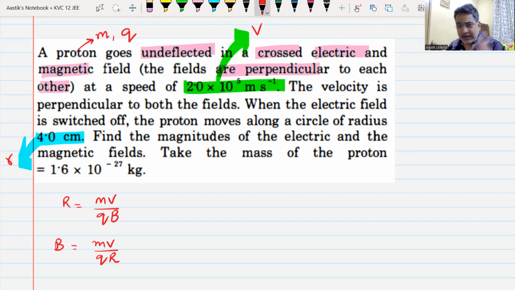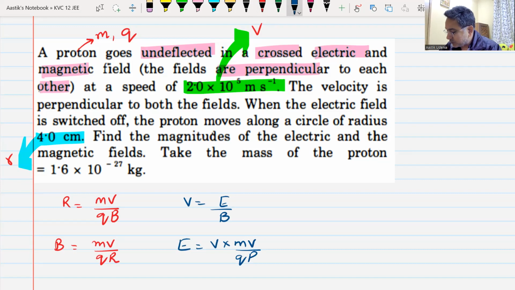Yes. And then when both electric and magnetic fields are present, the particle goes undeviated. So that is the case number 4 that we have done. And I've already given you that velocity v will be equal to E by B, yes or no? So E will be v multiplied by B, and B is mv by qr. So you just put in the values, get the answers, and stay happy. Do we understand this, or has this gone above our head?